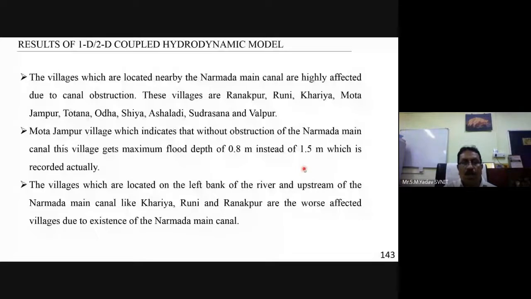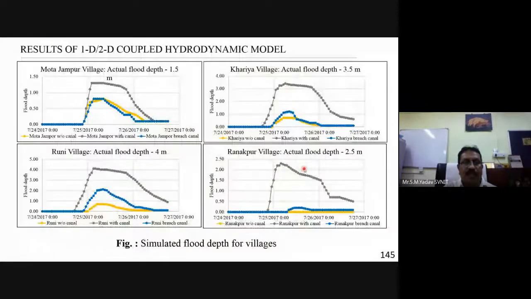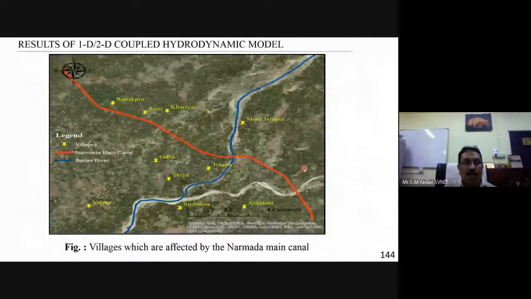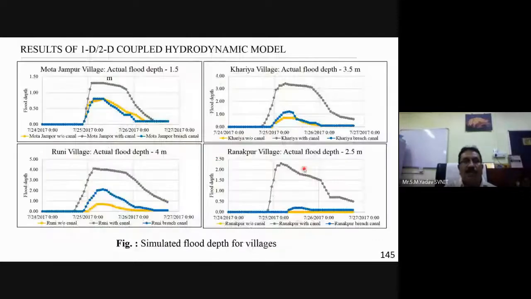So this is again the simulated depth for the villages which are affected by the Narmada Main Canal. We tried to identify which were the villages, and how the water depth has varied. That has been shown: the yellow color is the same village without canal, the same village with canal, and the same village when the canal is breached. So with canal, before breaching, the water would have probably reached up to this much depth, and then afterwards the breaching might have happened and the water level has gone down like this.